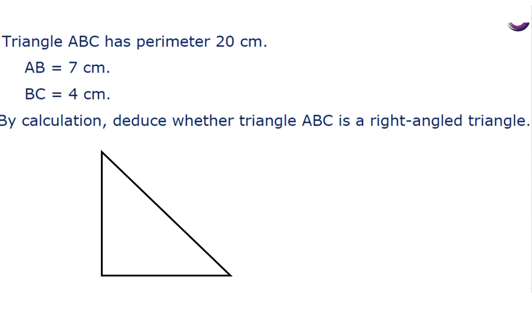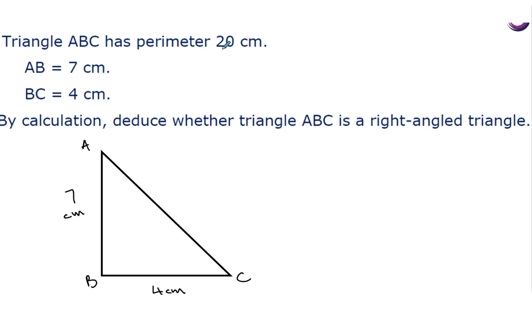It says triangle ABC has perimeter 20 centimeters, AB is 7 and BC is 4. So let's just label the triangle first. So you've got ABC, so just draw a sketch, it just makes it easier. So AB is 7 centimeters and BC is 4 centimeters. And we have to deduce whether triangle ABC is a right angle triangle.